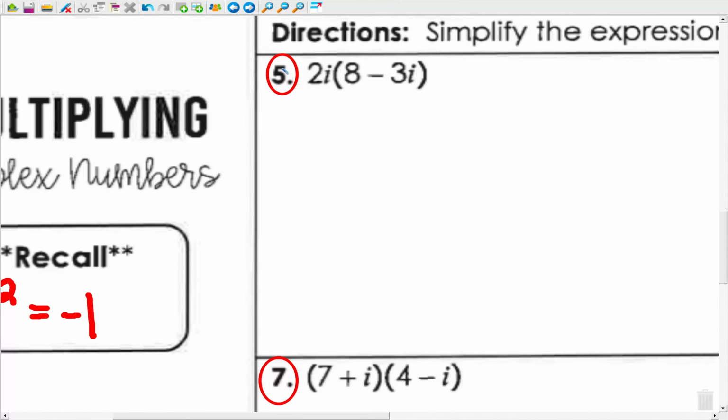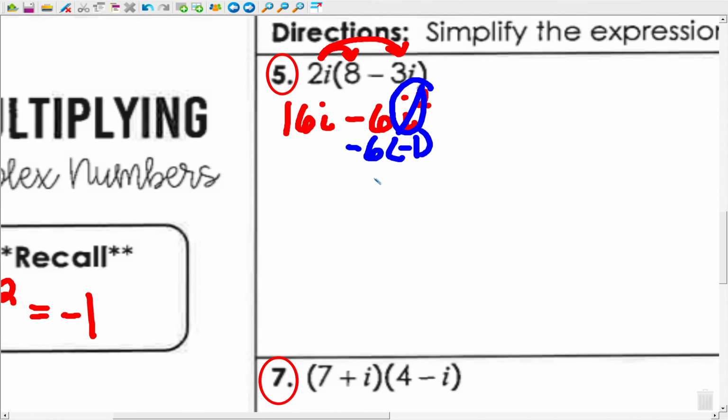So let's start with number 5. You see that we are distributing a 2i into the parentheses. So the 2i times the 8 will give me 16i. And then I multiply the 2i times the negative 3i. I get negative 6, but then it's going to become i squared. From here, you cannot leave i squared. You are going to take this, cross it out, and then make it a negative 1. Well, if I have a negative 1 times a negative 6, that gives me a positive 6.